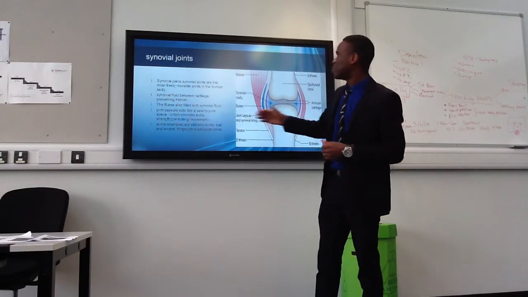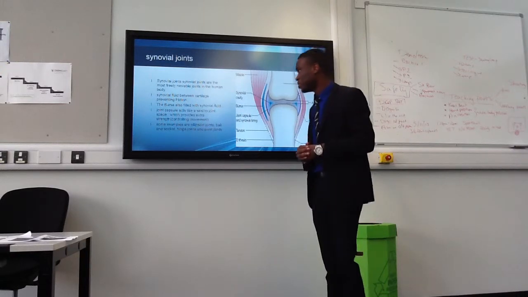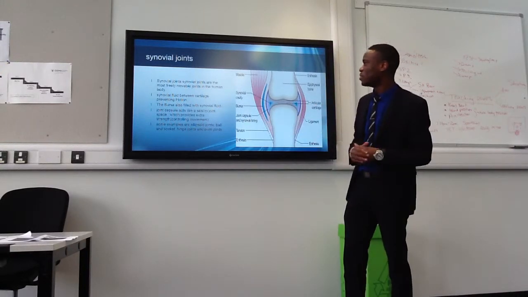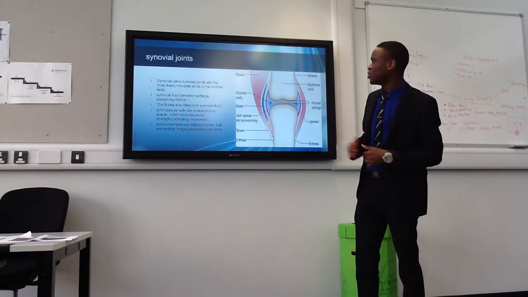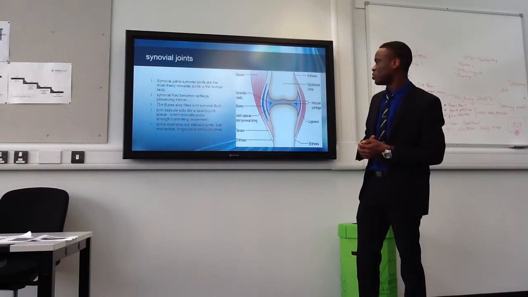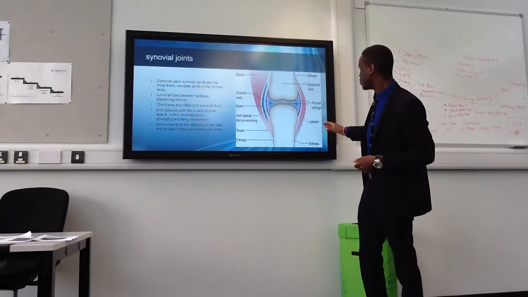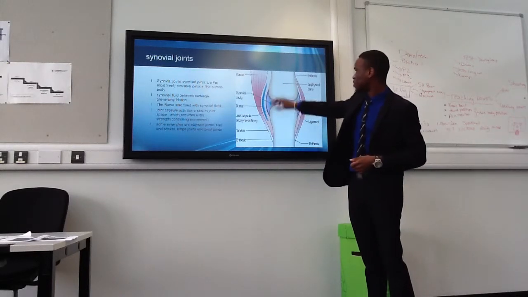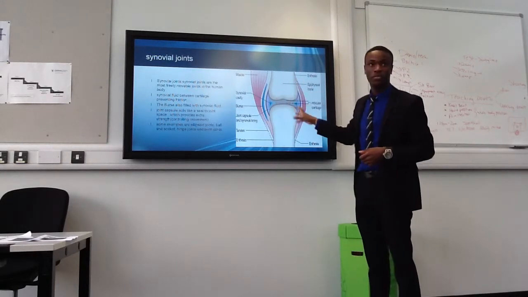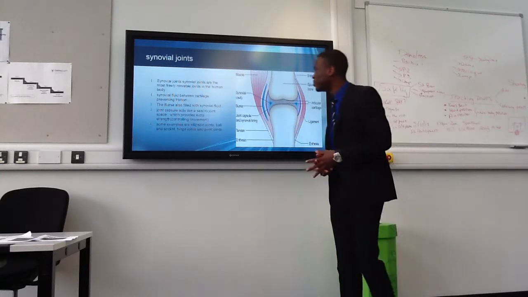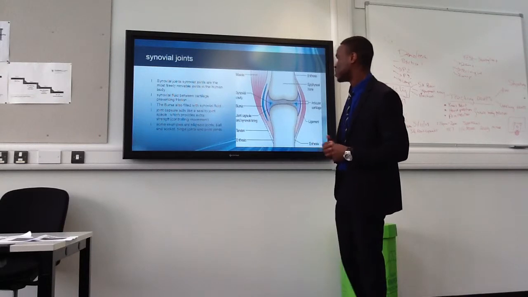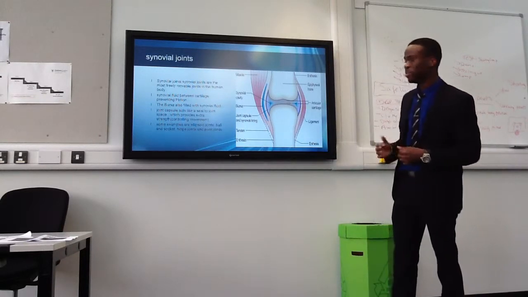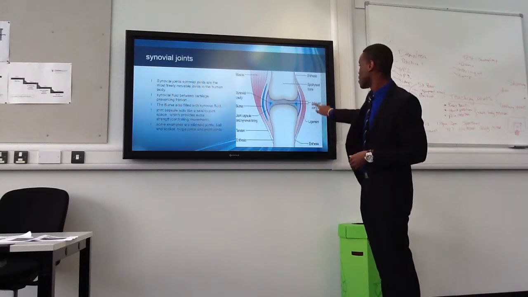Let me just read that out. Synovial fluid between cartilage prevents friction. The bursa is also filled with synovial fluid. Joint capsules act like a seal to joint spaces, which provide extra strength. So where are the joint capsules? The joint capsules are here. So they provide extra strength within the bone. Some examples are ellipsoid joints, ball and socket, hinge joints, and pivot joints. So, yeah.